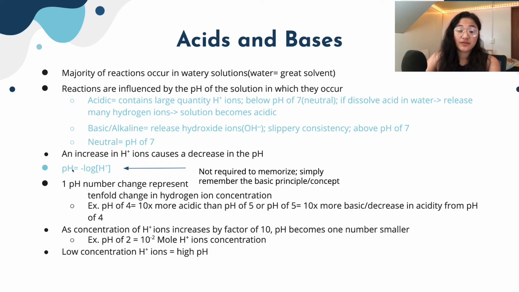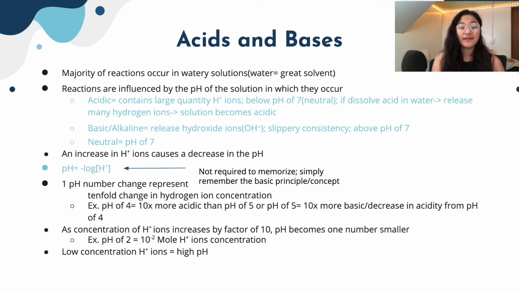So here's the formula for pH, and you're not required to memorize it, just understand the basic principle that one pH number change represents a 10-fold change in hydrogen ion concentration. For example, a pH of 4 would be 10 times more acidic than a pH of 5, or a pH of 5 would be 10 times more basic than a pH of 4.